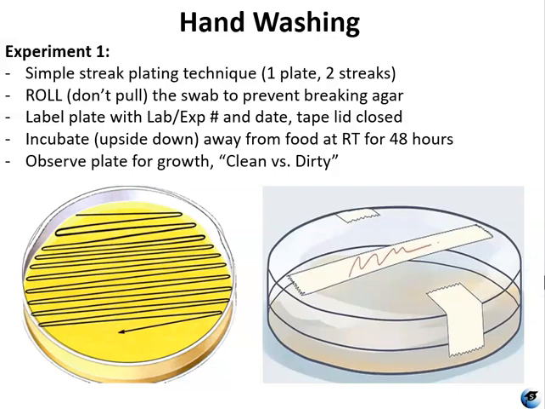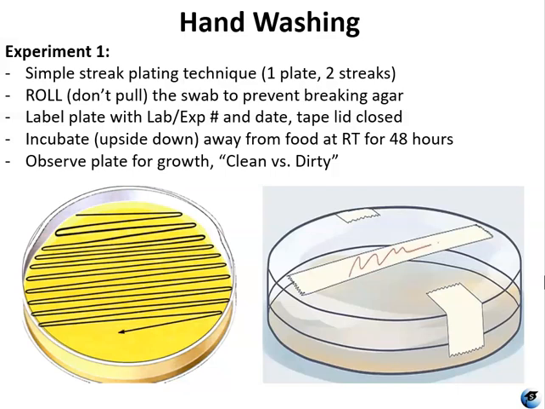To sterilize water, you're just going to take some tap water and heat it on the stove. It needs to be in a rolling boil for about 1 to 3 minutes, and then you allow it to cool to room temperature before you use it. So you're going to use a sterile swab and your sterile water. You're going to moisten the swab with the sterile water, and then use that moistened swab to swab your unwashed hand.